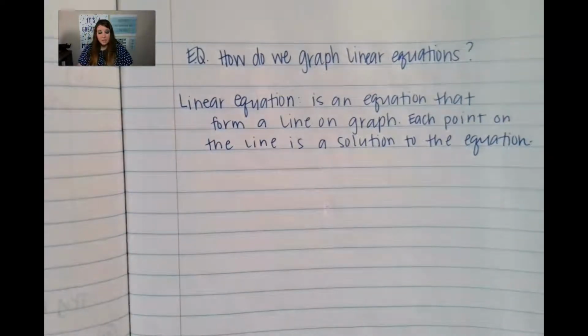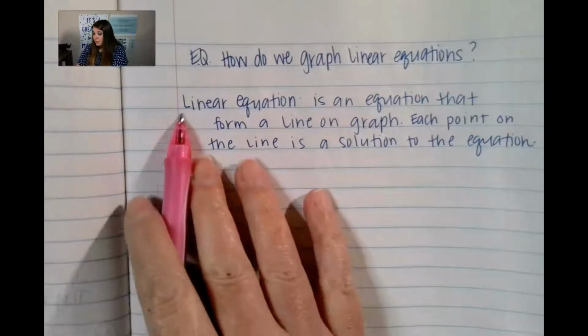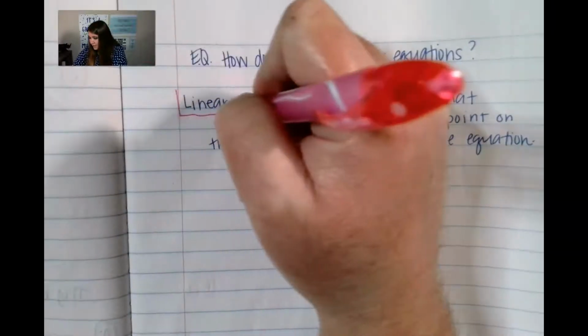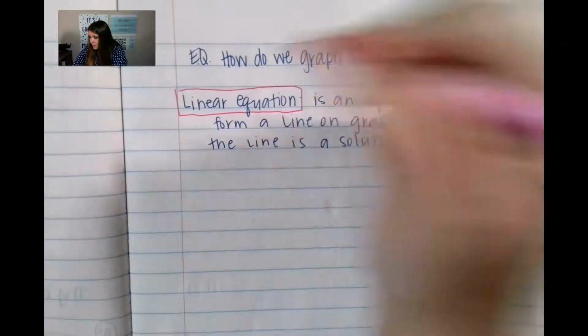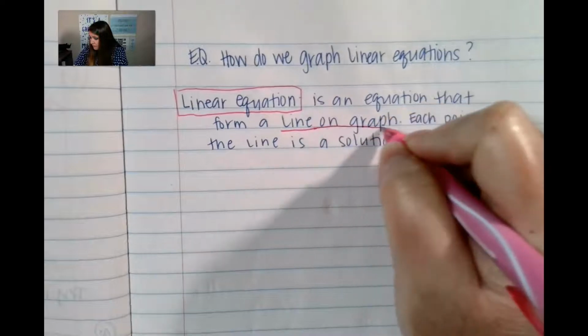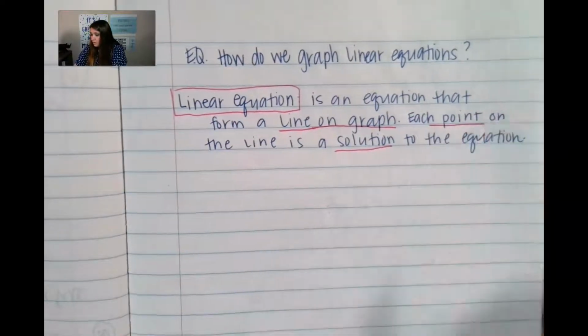So we have an equation. We're going to plot the points on the graph, and if it forms a straight line, then that means that it is a linear equation. So a linear equation makes a line on a graph, and the solutions are the points.